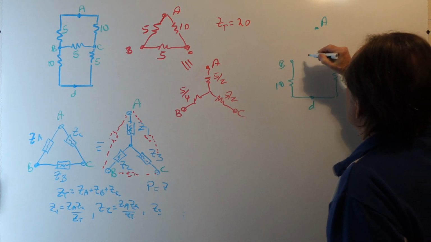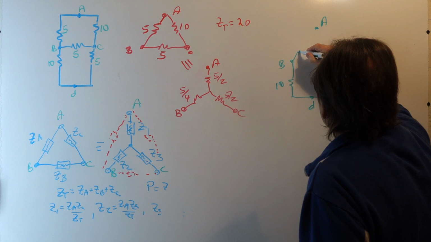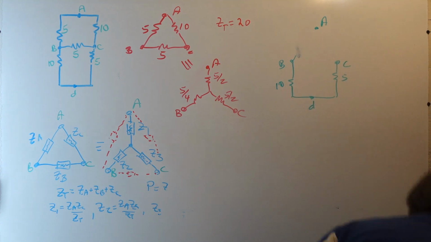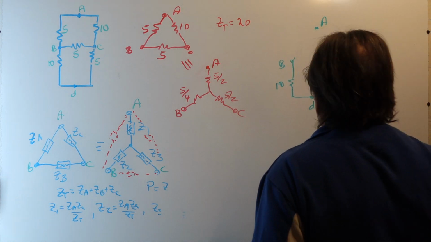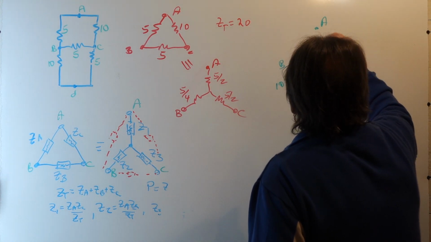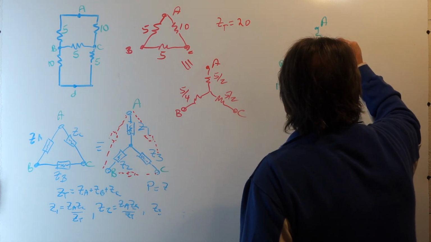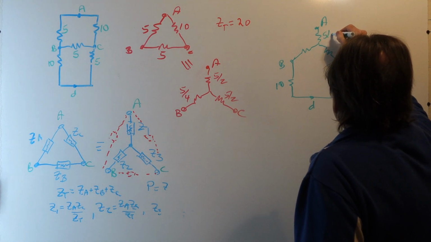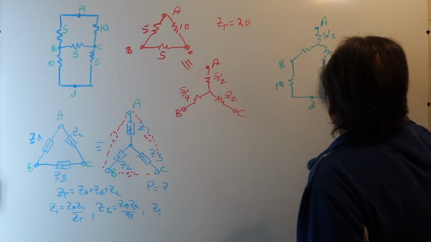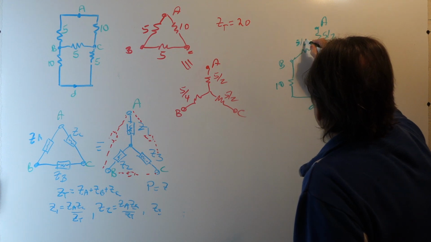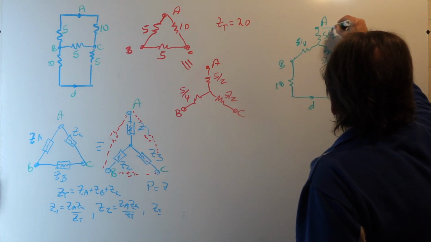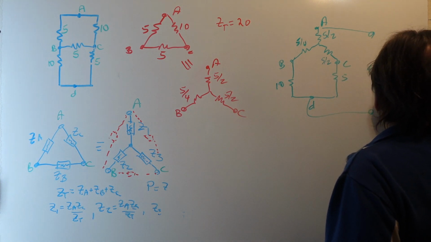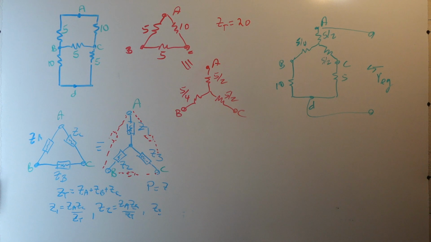But between A, B, and C, now instead of having the delta, I'm going to put the Y connection in here. So, and the value is 5 halves. This value is 5 halves, and this value is 5/4. Now remember, what we're looking for is the equivalent resistance between these two nodes. We want to find R equivalent looking in.